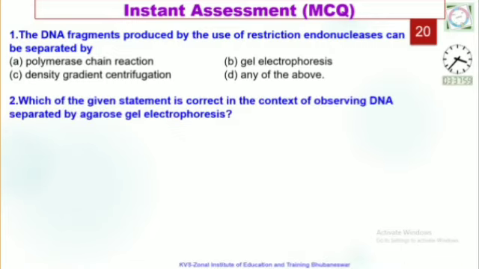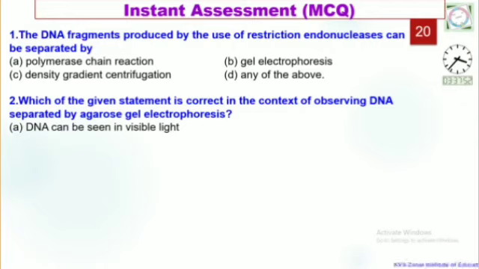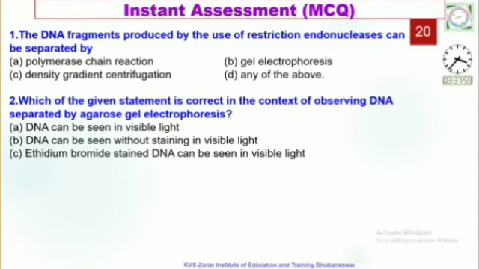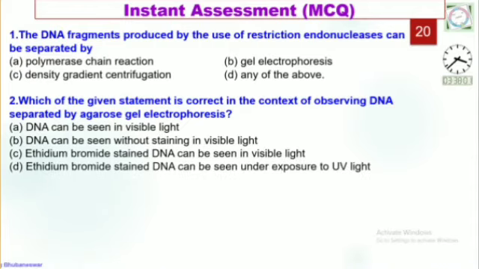Move to the next question. Which of the given statements is correct in the context of observing DNA separated by agarose gel electrophoresis? DNA can be seen in visible light. DNA can be seen without staining in visible light. Ethidium bromide stained DNA can be seen in visible light. And ethidium bromide stained DNA can be seen under exposure to UV or ultraviolet light.